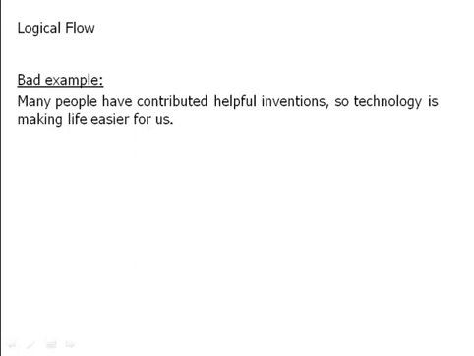Okay, well, these people contributed, we don't know who they are, but these people contributed helpful inventions. That's good. So technology is making life easier for us. So what were these helpful inventions exactly? Were they the inventions that made life easier for us? Were they like perhaps a cell phone? Do we know what's going on here?